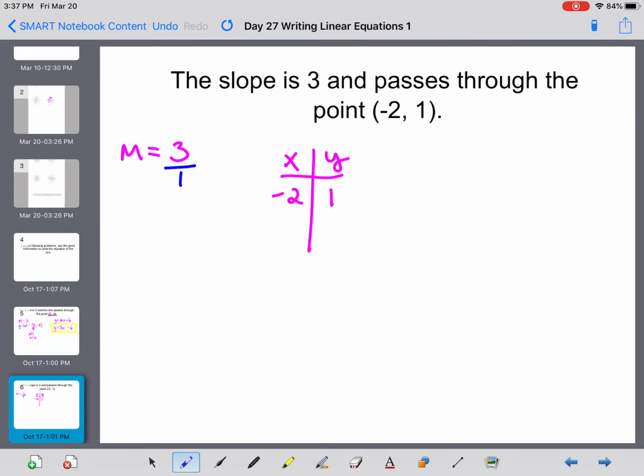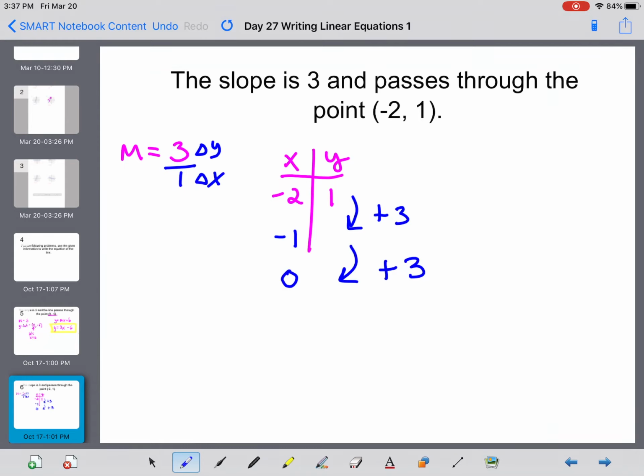Knowing that slope means I know my change in y over my change in x. So I'm trying to find out what is y when x is 0. So I want to see if I can follow this pattern and determine what my y-intercept will be based on this pattern. So if my change in y is 3, each step that I do this way, I'm going to be adding 3.